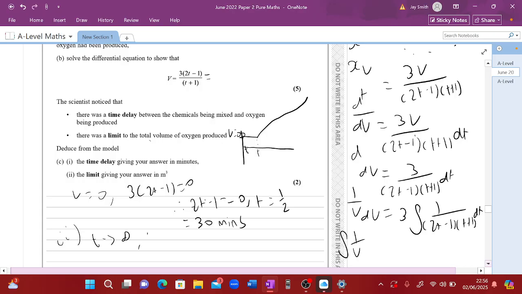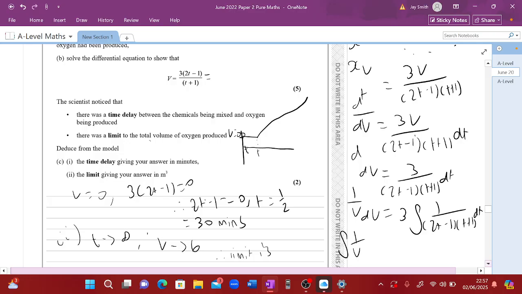So for example, if I substitute t as a million into v, so 3 over 2 times a million minus 1 over a million add 1, I get 5.9991. That's obviously going towards 6. So my instinct is to say the limit is 6. That's one way you can work it out. At least at A level, v will tend to 6. So the limit to the oxygen is 6.